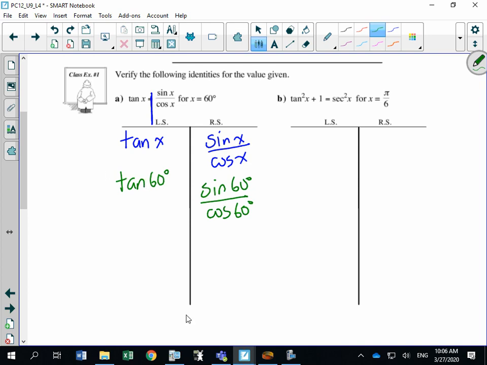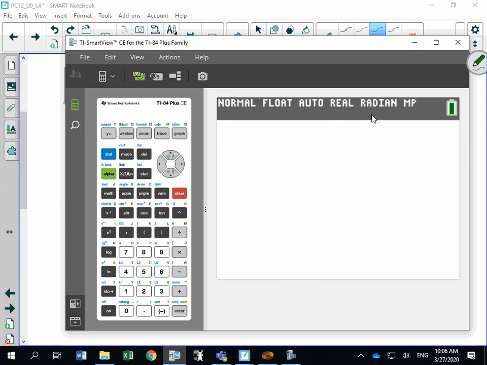Now I could do this on my calculator, so I'll just quickly show you on the calculator. Make sure you're in radian mode. So the tan of 60 degrees, actually it should be in degree mode.